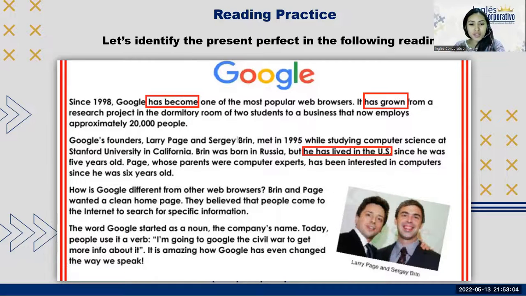He has lived in the US. He has lived. Very good. What else? Has grown. Has been interested. Very good. Has been. Okay, another one. Has even changed the way we speak. Has even changed in the last paragraph. Don't we have another one before? No, right? Has even changed. Very good.